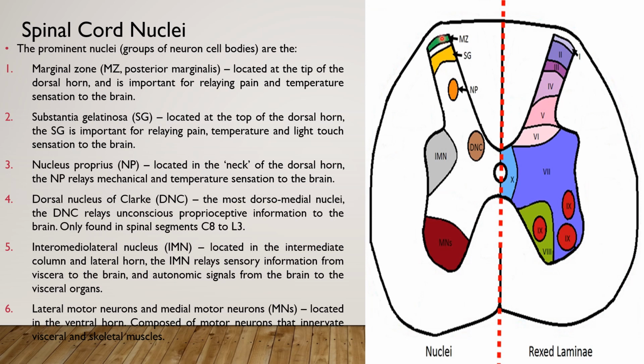You can see here it is located at the tip of the dorsal horn. This is the dorsal horn. It is sensory in nature. It relays pain and temperature sensation from different parts of the body to the brain.